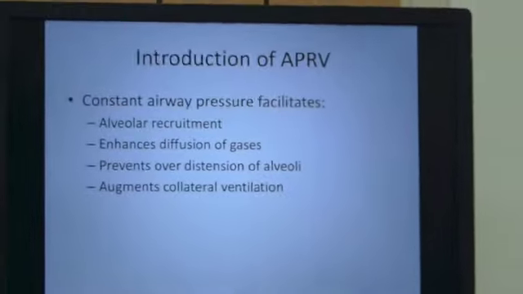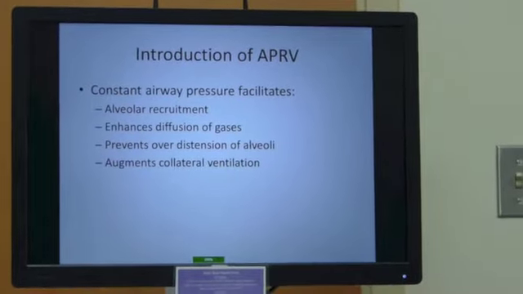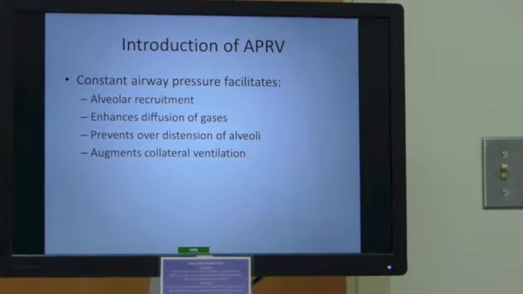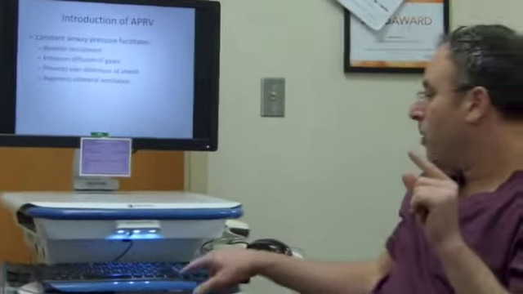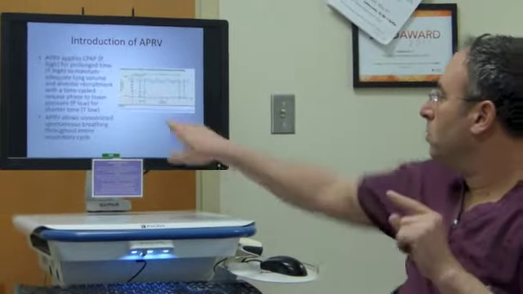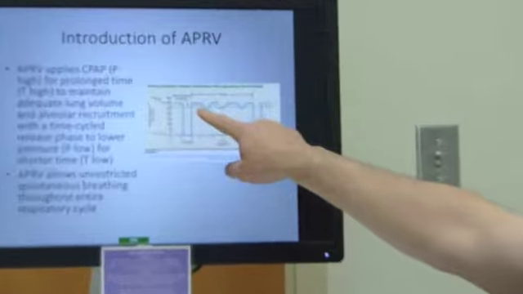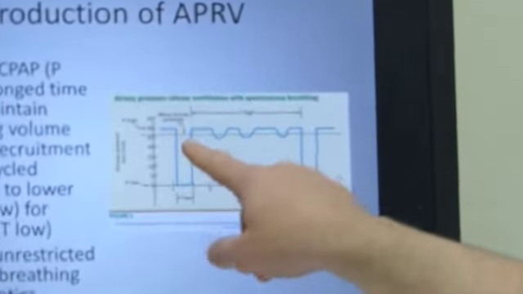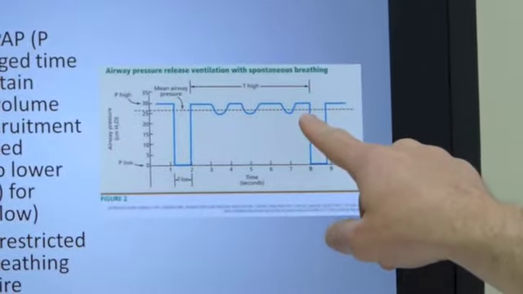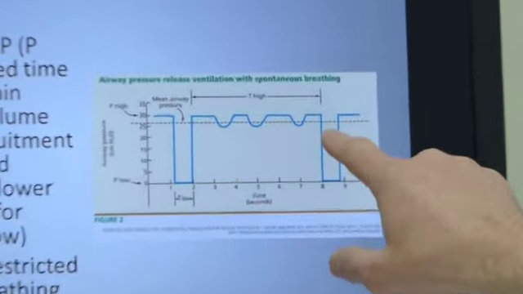So constant airway pressure facilitates recruitment, right? Because the majority of the respiratory cycle is at a higher pressure. And let me go back for 1 second. The majority of the respiratory cycle is at a P-high, which oftentimes in this case is 30, and as long as you're at 30 or less, you're not violating the upper inflection point. Agree?